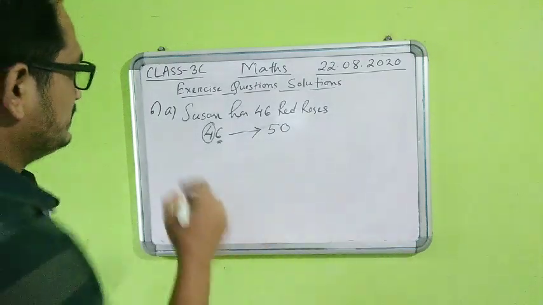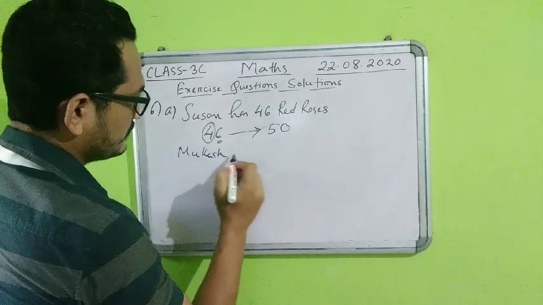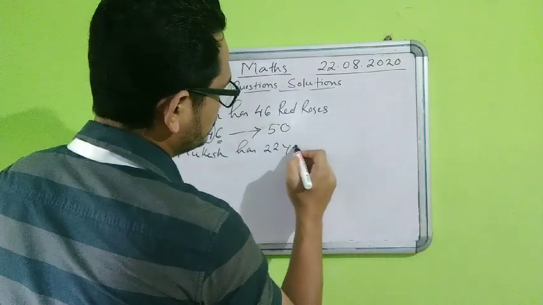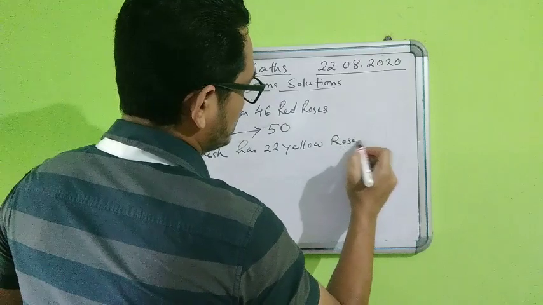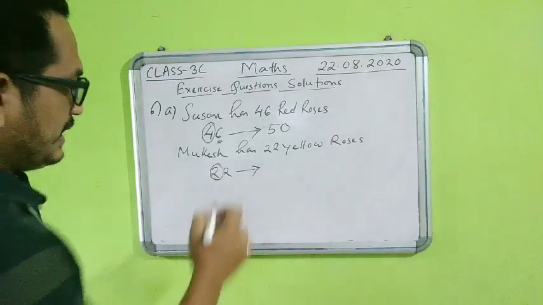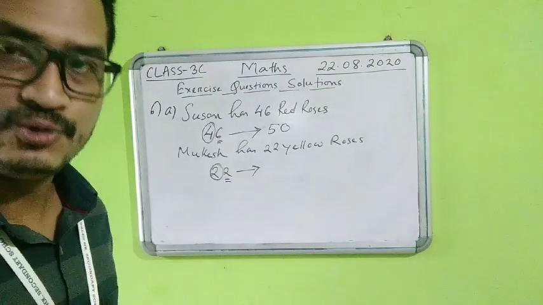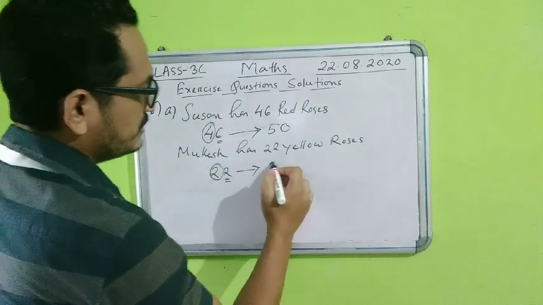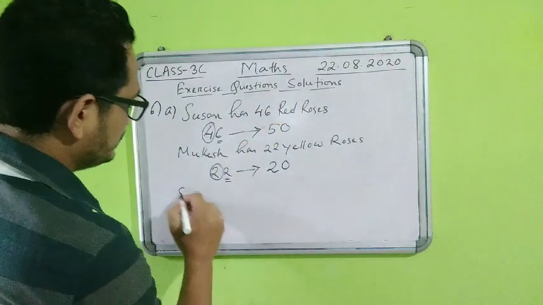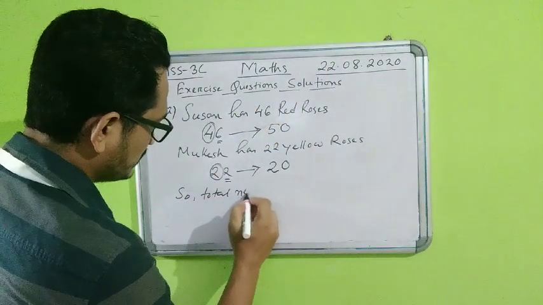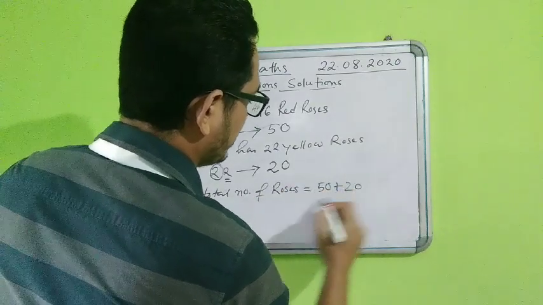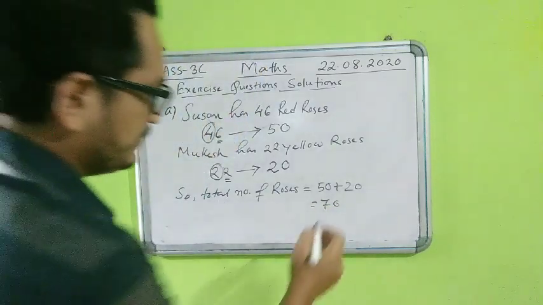Next one, Mukesh has 22 yellow roses. Now in 22, this is the tens place, which is the rounding place, and on the right-hand side, in the ones place, there is 2. 2 is smaller than 5, so there is no need to change anything with this 2, and it will be replaced by 0. So the total number of roses equals 50 plus 20, and that will give you 70.